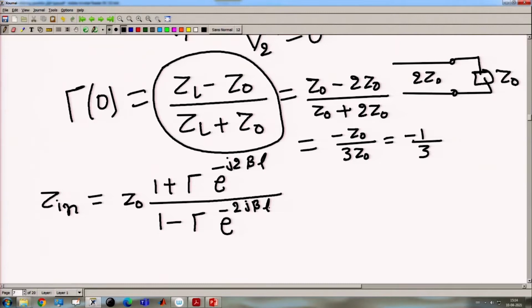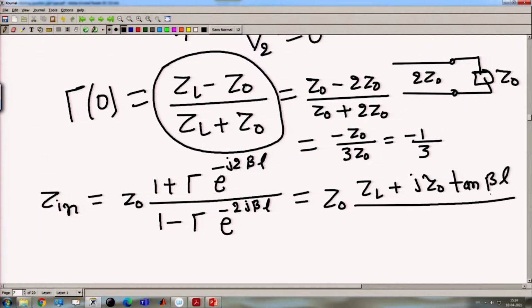This gamma is gamma 0, and if someone substitutes gamma equal to ZL minus Z naught divided by ZL plus Z naught, we will get the same famous formula: Z naught times ZL plus j Z naught tan beta L divided by Z naught plus j ZL tan beta L. When gamma is replaced with ZL minus Z naught divided by ZL plus Z naught, after that I have to solve in terms of sin and cos, like cos beta L as e to the power j beta L plus e to the power minus j beta L by 2, and similarly for sin beta L. Then we will get this formula, but we can work from this formula only.